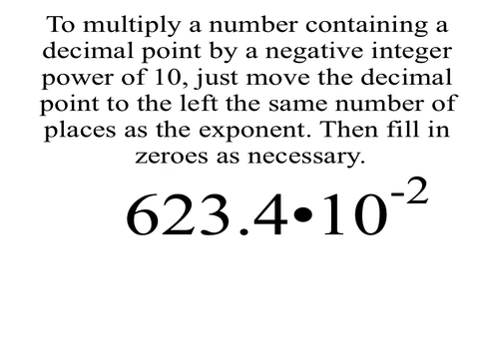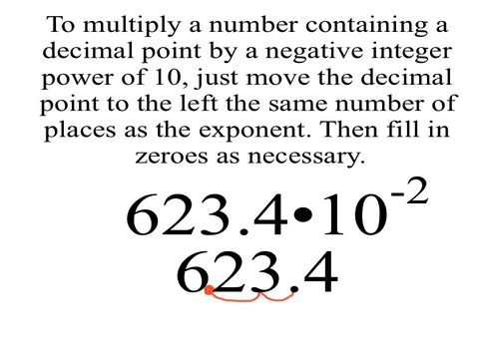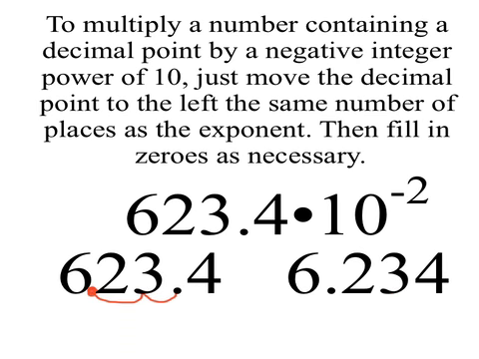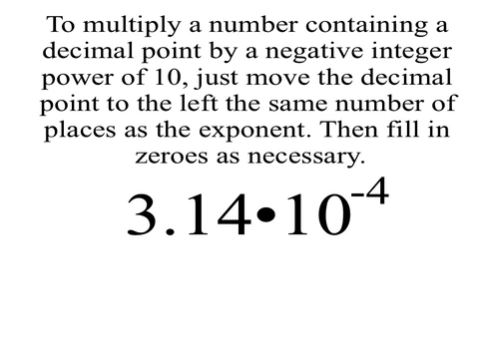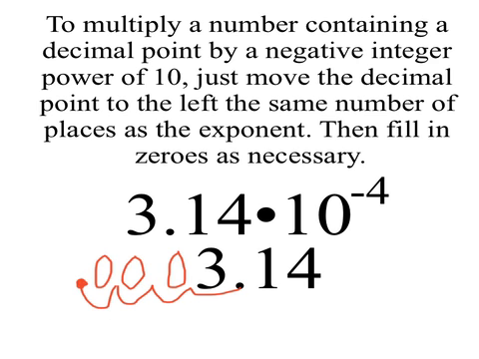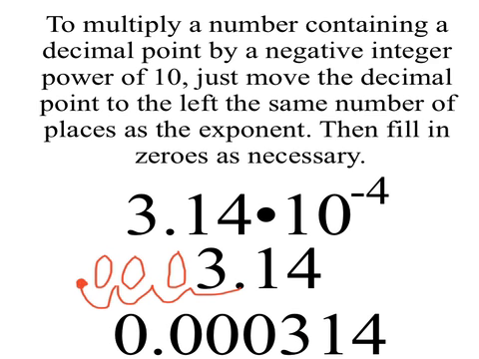Here's an example. We start with 623.4. We'll multiply that by 10 to the negative second power. So we find our decimal, and we move it 2 to the left. And then we write the number in a nice, neat form, and our answer is 6.234. Here's another example. 3.14 times 10 to the negative fourth. We'll write 3.14, and we'll make our 4 moves to the left. And on this one, we need to fill in zeros as necessary, and then we'll write the answer in a final neat form. So 3.14 times 10 to the negative fourth is 0.000314. Another way to say it would be 314 10,000ths.